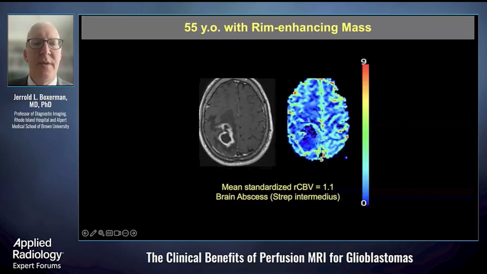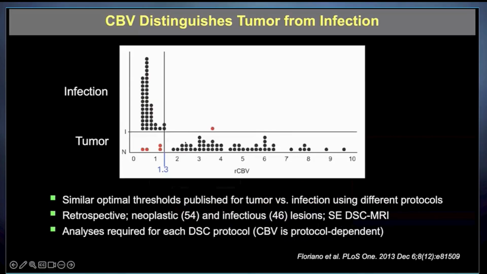So again, this was an example where the quantitative value fell below this sort of mid 1.5 threshold, suggestive of a non-neoplastic etiology. And similar optimal thresholds have been published for tumor versus infection using different DSC acquisition protocols. Here's an older study that came up with an optimal threshold of 1.3. In principle, one might need to do analyses like these for each DSC protocol, since quantitative CBV values are protocol dependent. But in my experience, this 1.5 value seems to be a popular number and a fair rule of thumb.